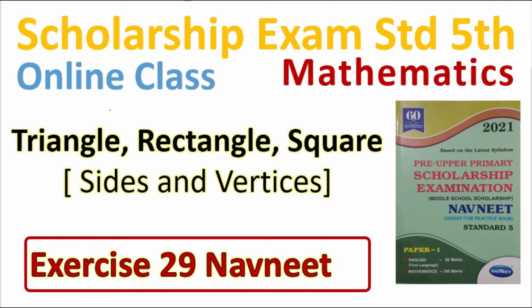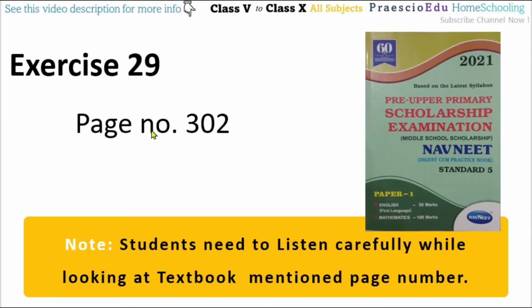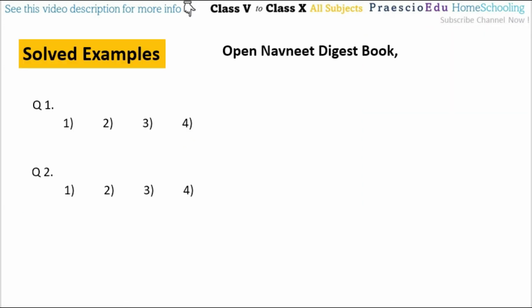This is scholarship exam standard 5th online class, subject mathematics, and the topic is triangle, rectangle, square, sides and their vertices. In this video we are going to see exercise 29, which is available in our Navneet digest on page number 302. As we saw in our lecture, there are triangles, rectangles and squares, and they have a number of sides and a number of vertices.